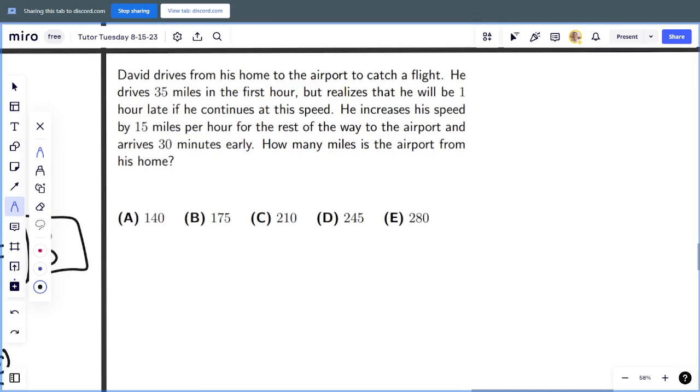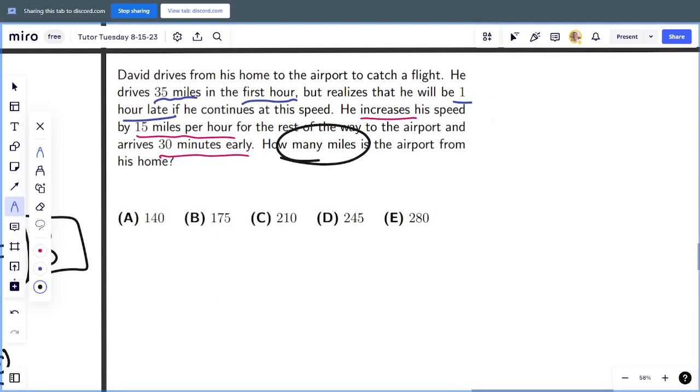David drives from his home to the airport to catch a flight. He drives 35 miles in the first hour, but realizes he'll be 1 hour late if he continues at this speed. He increases his speed by 15 miles an hour for the rest of the way and gets there 30 minutes early. How many miles is the airport from his home?